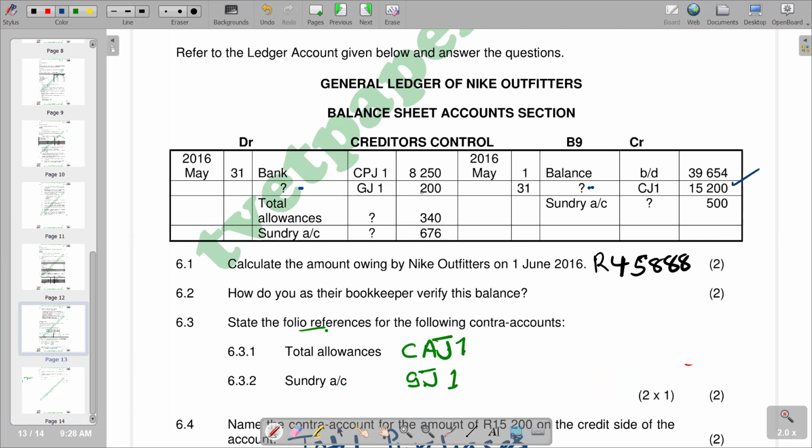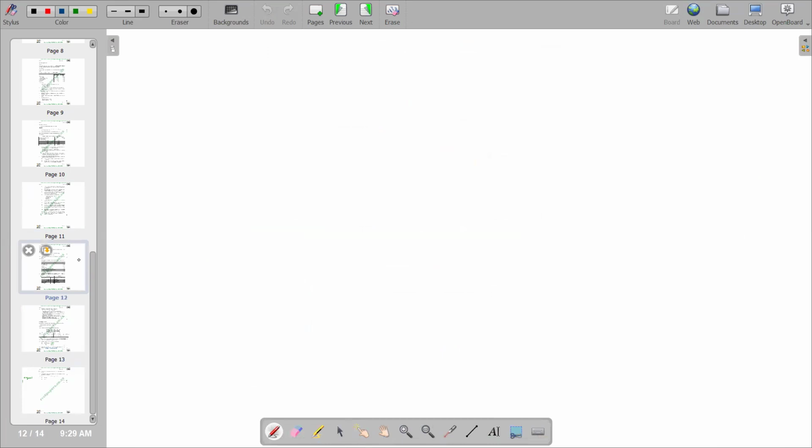So what can we say about this 200? So you'll see that in terms of 200, since it's on the debit side, obviously it's going to reduce the amount of total purchases that we have on the credit side. So it can be a journal debit. So we can just indicate it as a journal debit. So 6.5, we are saying journal debit. So we move on to the next question.